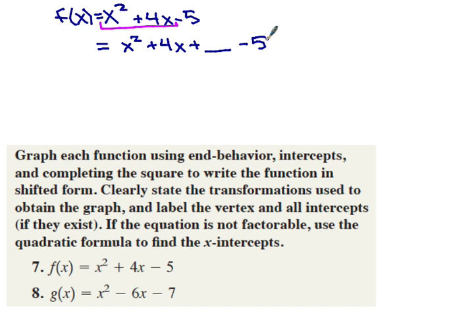If I add something here, is that going to change my function? Yes. What can we add that does not change a function, though? 0. So how do I make this adding 0? If I add something here, we need to either add it to the other side, or if I'm trying to keep it on the same side, we could subtract it somewhere else. So we're basically going to add disguised zeros today.